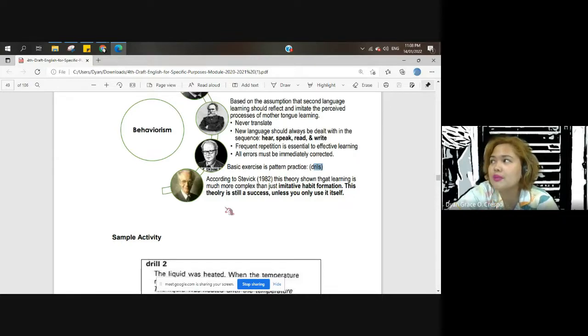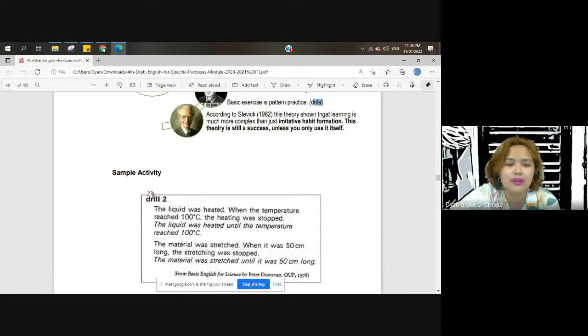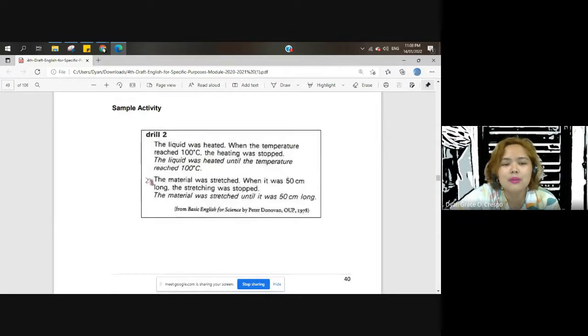However, dapat nating intindihin na hindi siya pwedeng siya lang. It's not just siya lang. Dapat it's part of it. Okay? This is a sample activity. The liquid was heated when the temperature reached 100.